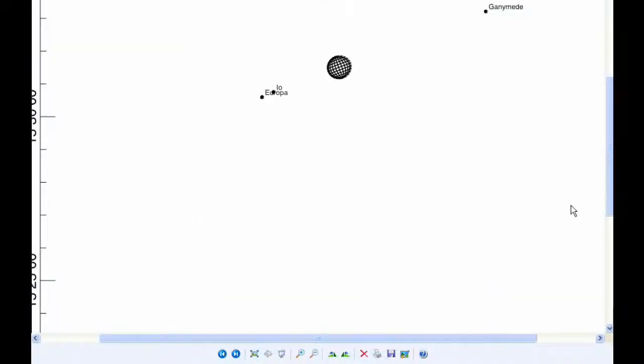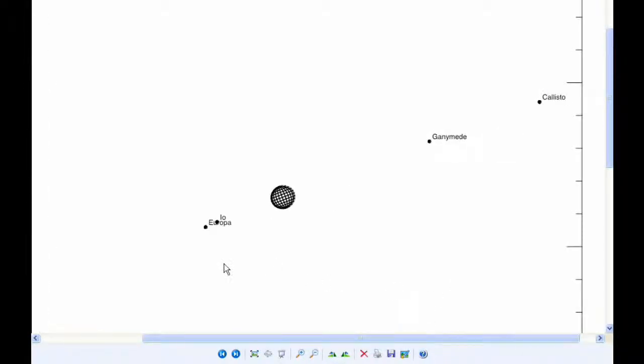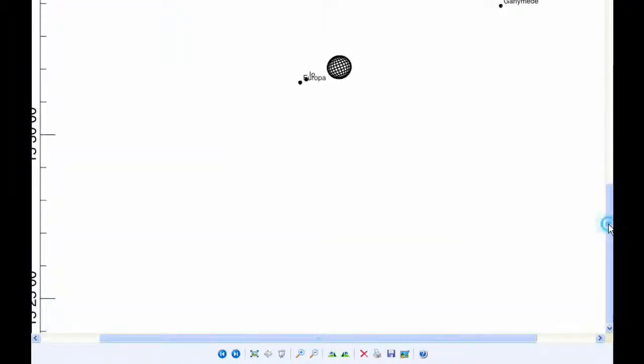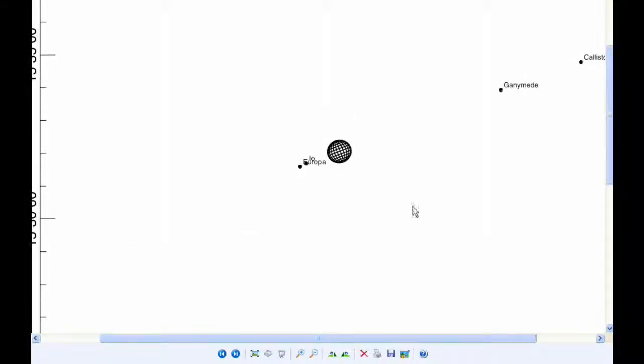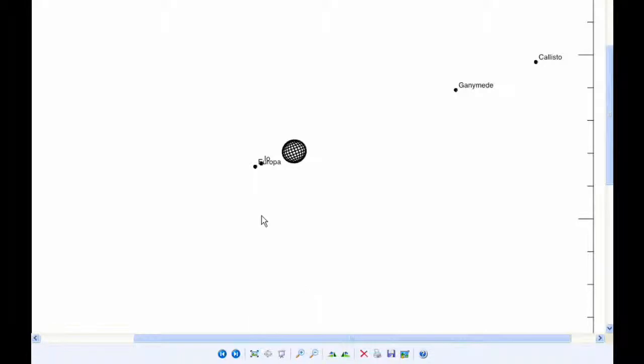So at 6 hours UTC, Io is past its eastern elongation and is now in quadrant 2, heading west. Europa continues in quadrant 2, heading west. At 12 hours UTC, Io and Europa continue in quadrant 2, heading east. Getting a little close there today.